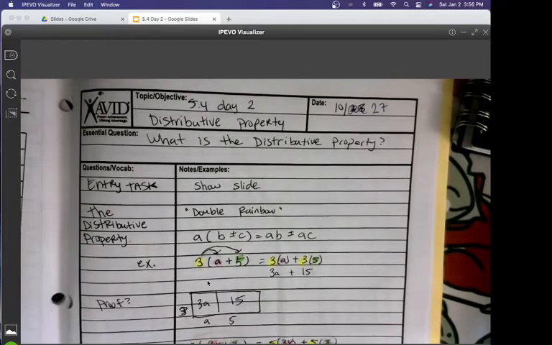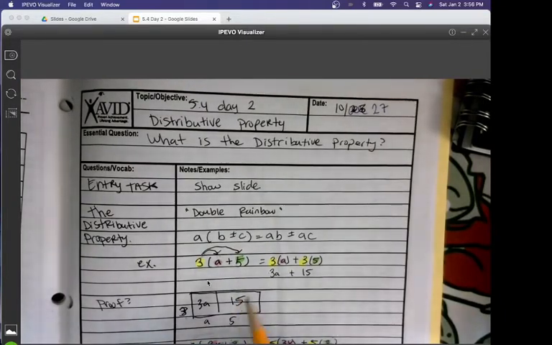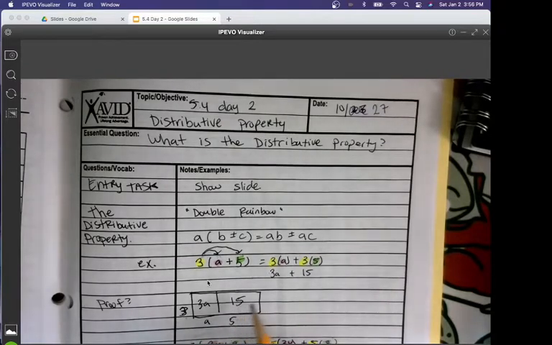That's what you're doing. And here's the proof. If I had a big rectangle and I had a length of 3 and a width of a plus 5, I know that the area is also 3a plus 15, which is why we've been doing that for 2 days now. So you can visually see how to simplify using the distributive property.